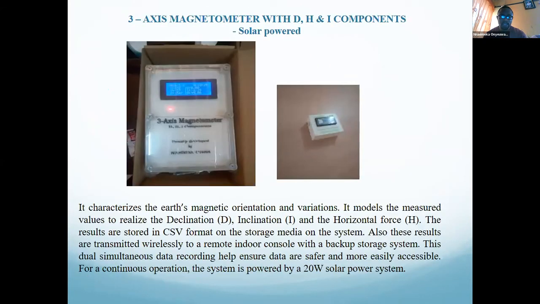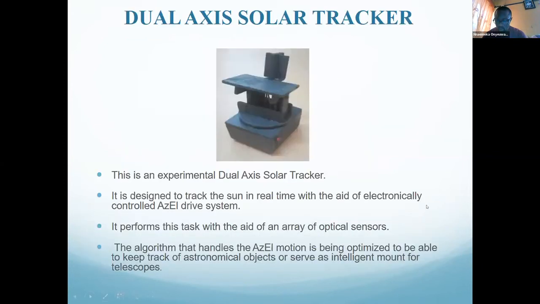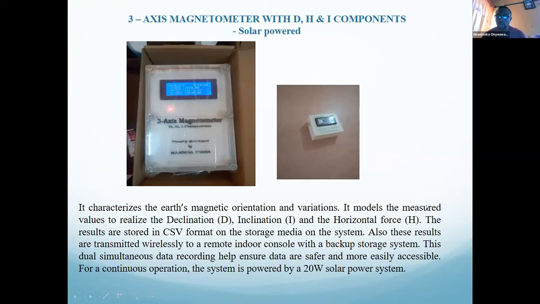Okay, this one here is a three-axis magnetometer, which we also designed for a client. One is also up and running in the office. On this side is the console, which you can always use to query the magnetometer in the field. This equipment is also patented. The irrigation system and the magnetometer are all patented equipment.